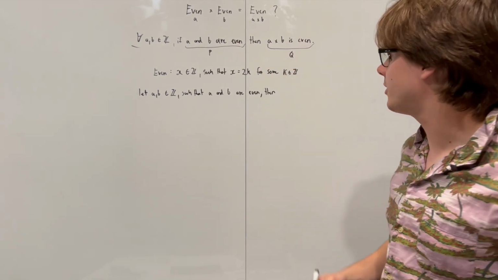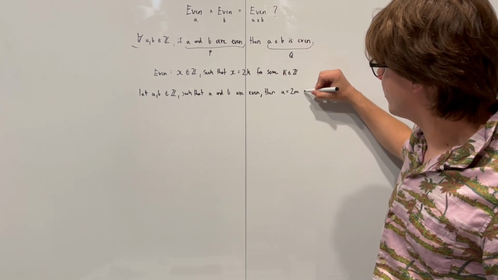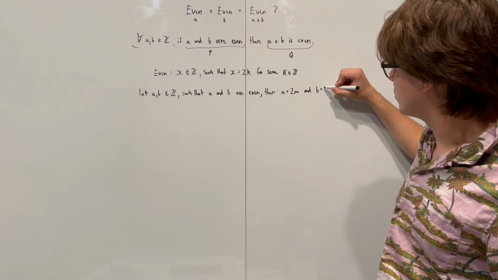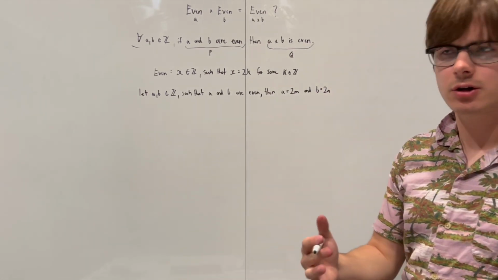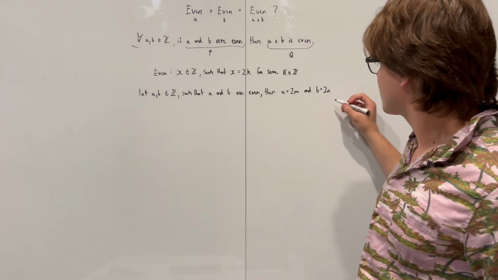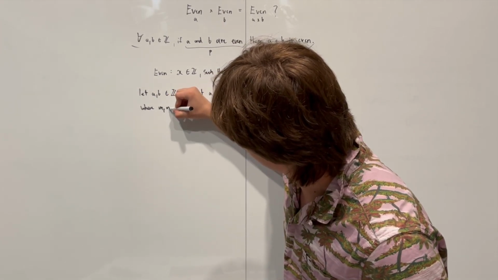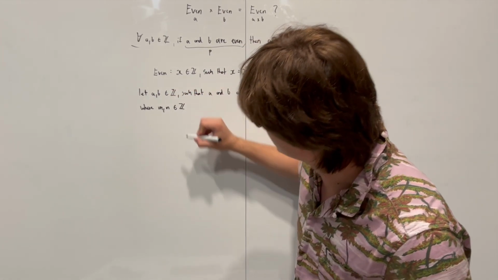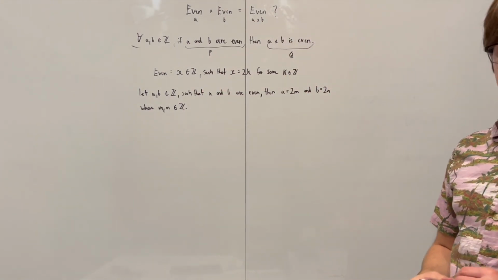Then let's define our a and b. So let's say then a is equal to 2m and b is equal to 2n, and let's also define what m and n are, because now we've introduced to the reader something called m and n, and they don't know what that is. So let's say where m, n are also integers. Great. That's the first sentence of our proof.